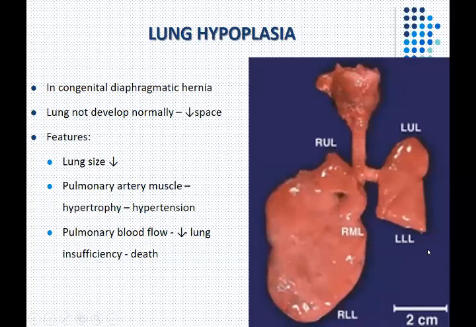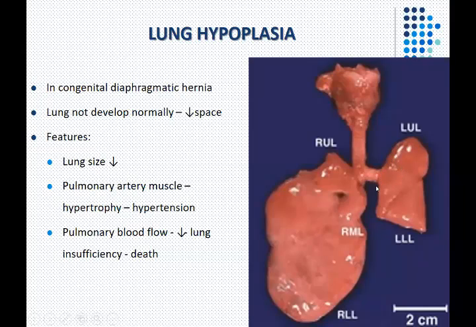So in the thorax, there is lack of space. When there is no space, the lung does not expand, it does not develop adequately. Normal development of the lung is prevented because of lack of space. Lack of space है congenital diaphragmatic hernia की वजह से. अब इसके फीचर्स क्या हैं?